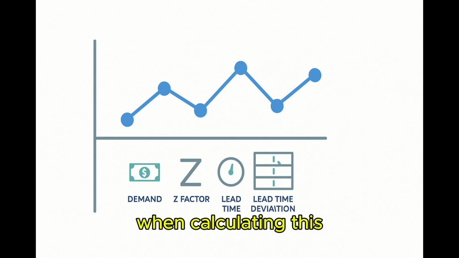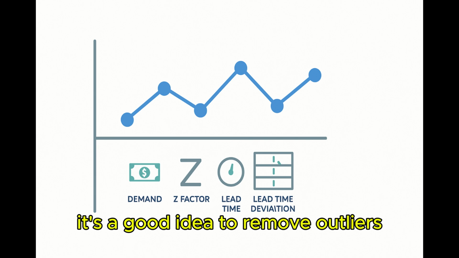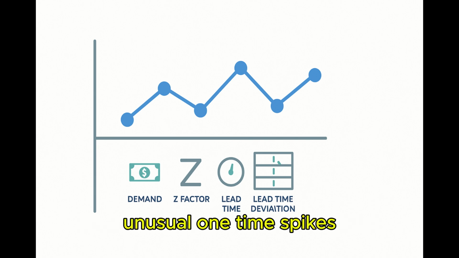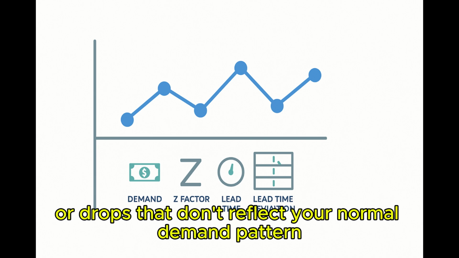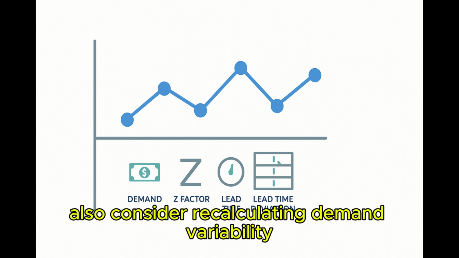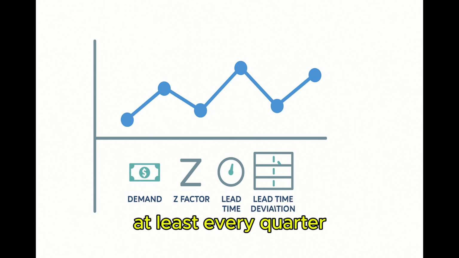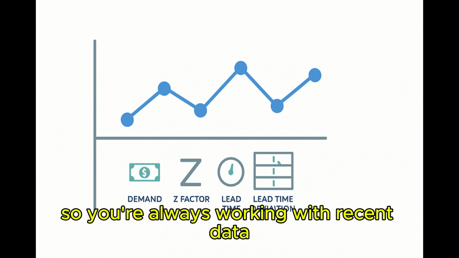When calculating this, it's a good idea to remove outliers, unusual one-time spikes or drops that don't reflect your normal demand pattern. Also, consider recalculating demand variability at least every quarter so you're always working with recent data.